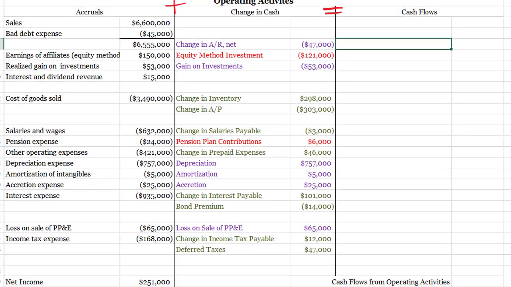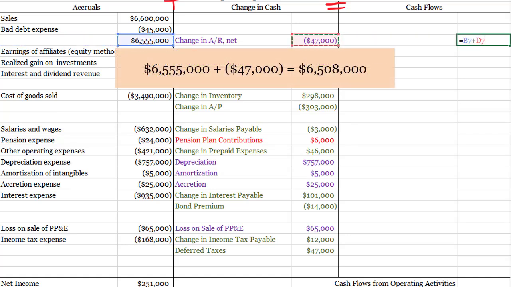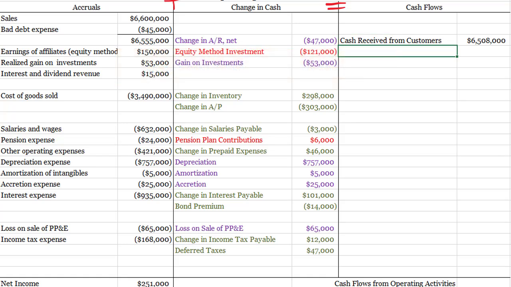So let's start right here. We took our sales number and took out bad debt expense because we knew that didn't have anything to do with what we were paid, because people aren't paying us for that part, or at least we don't think they will. And then we calculated this change in accounts receivable net. So let's take the accrual number plus the change, and that's going to give us our cash received from customers. So our accruals say that our revenues were 6.6 million. After we adjust for the people who are never going to pay us, cash actually came in of $6.5 million. Of course, some of them are people who will never pay us. Some of them are people who just haven't paid us yet, but that's our actual cash coming in from our customers.